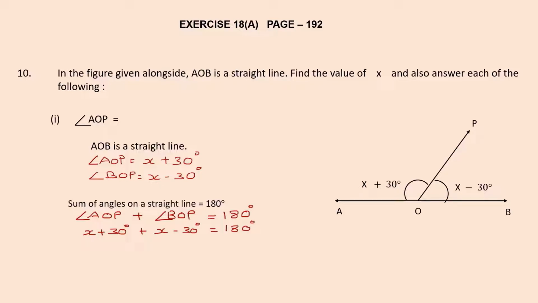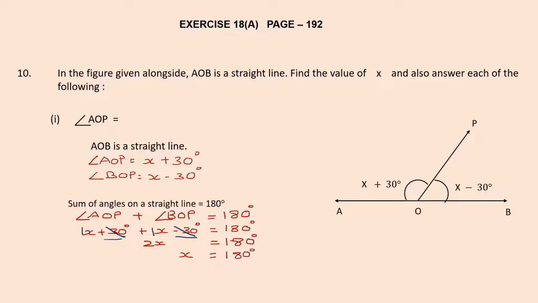Now I have 1x here and 1x here. So if I add up both, I will get 2x. Now I have plus 30 and minus 30. They will get cancelled. Plus 30 minus 30 is equal to 0. So I'm left with 2x. 2x is equal to 180 degrees. So how much is x?